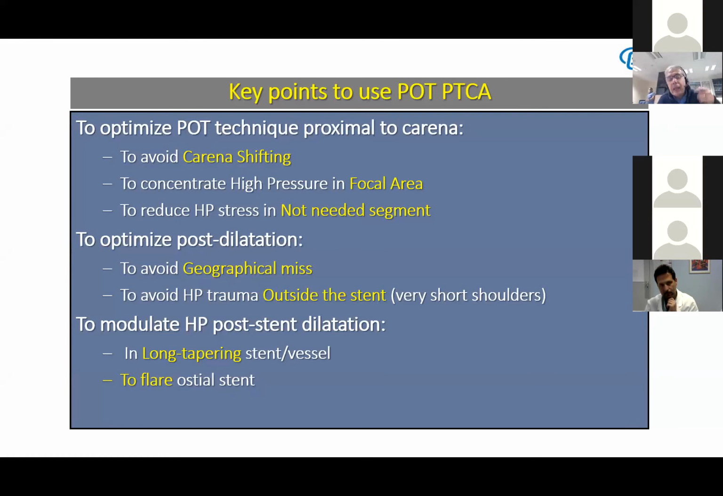And another big point for which I use the POT PTCA balloon is to flare the stent at the ostium, to open it very well, and especially to avoid suboptimal expansion and to facilitate possible future re-engagement.